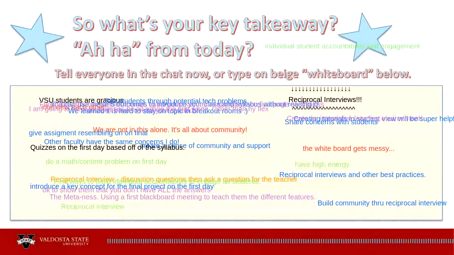Ooh, I love, someone wrote on the whiteboard, we are not in this alone, it's all about community. Awesome. This is really great. Someone said use Discord to build community. Yeah, so different Web 2.0 tools. Admitting that teachers aren't perfect. What else? Keep them coming, you guys. Keep them coming. Be real with students on the first day.